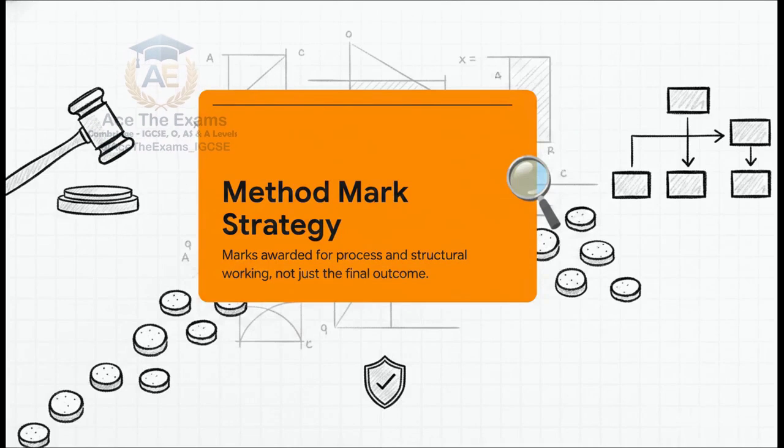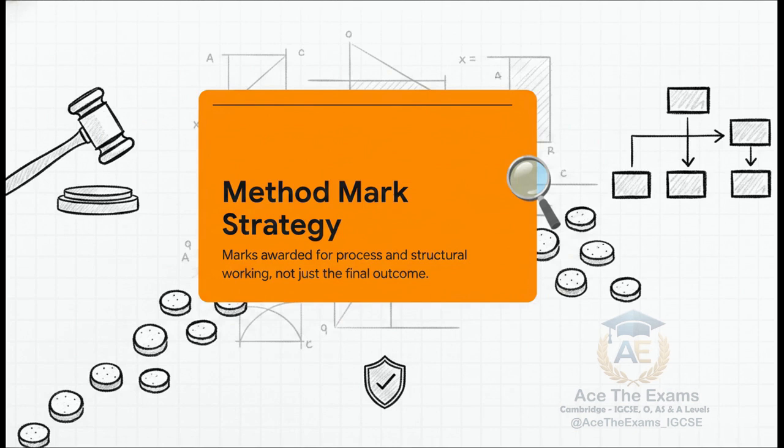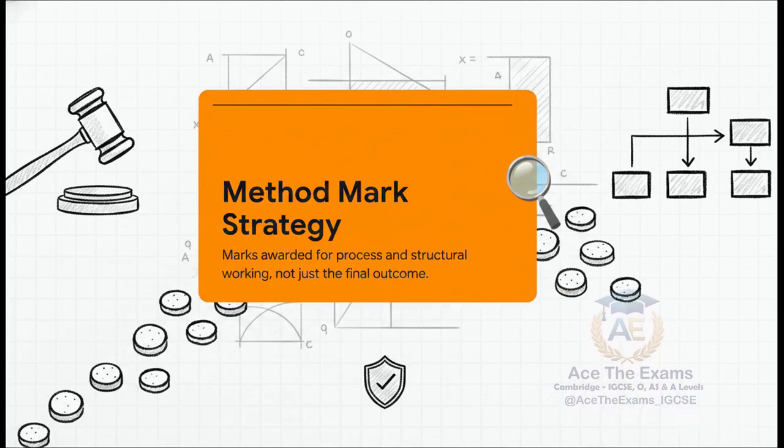This brings us to the absolute most critical defensive strategy in your entire arsenal, the method mark. I need you to understand that marks in Cambridge math are heavily awarded for the mathematical process and your structural working, not just for getting the final outcome right. Think of method marks as the bright, undeniable forensic trail of evidence you purposely leave behind for the examiner to find. Let's say you're under immense pressure, the clock is ticking, and you make a tiny, silly arithmetic error in Step 4. But because your Step 3 selection and your Step 5 presentation logic are structurally brilliant, the examiner can and will still award you the vast majority of the marks.